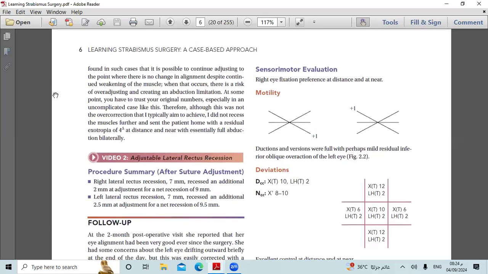I have found in such cases that it is possible to continue adjusting to the point where there is no change in alignment despite continued weakening of the muscle. When that occurs, there's a risk of over-adjusting and creating an abduction limitation. At some point, you have to trust your original numbers, especially in an uncomplicated case like this. Therefore, although this was not an overcorrection that I typically aim to achieve, I did not recess the muscle further and sent the patient home with a residual exotropia of 4 prism diopters at distance and near, with essentially full abduction bilaterally.